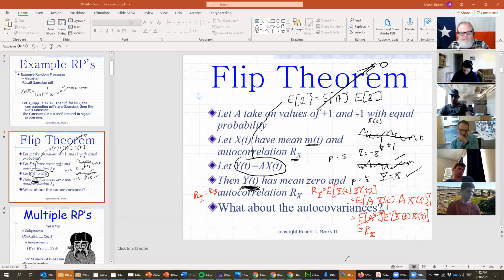So again, the basic line in the flip theorem is that if you take a stochastic process and you flip a coin, +1, -1, then number 1, the mean of the new stochastic process is always 0, and number 2, the autocorrelation stays exactly the same. So the mean goes to 0, the autocorrelation stays the same. So we'll use this later on. This is kind of a lemma that we're going to apply.